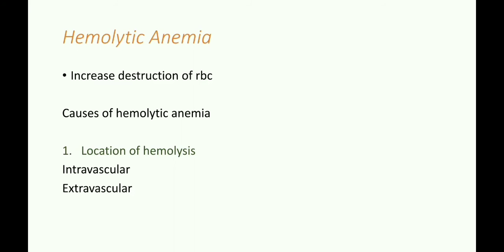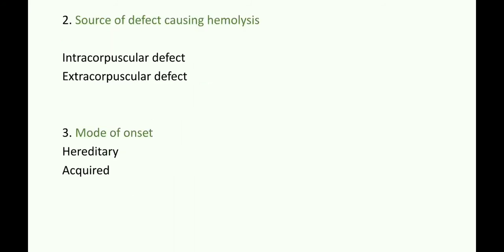So the causes of hemolytic anemia can be classified based on the location of hemolysis: if it is within the systemic circulation, it is intravascular, or it can be extravascular when it's outside the systemic circulation. And based on the source of the defect which is causing hemolysis, whether the defect is within the red blood cells, that means an intracorpuscular defect, or whether it's outside the red blood cells, then that is an extracorpuscular defect. And by the mode of onset, it can be inherited or it can be acquired.